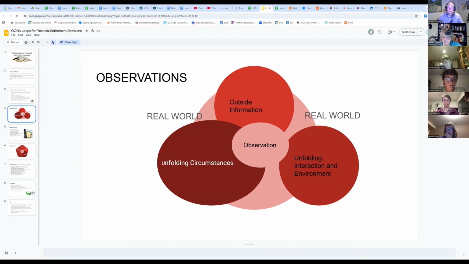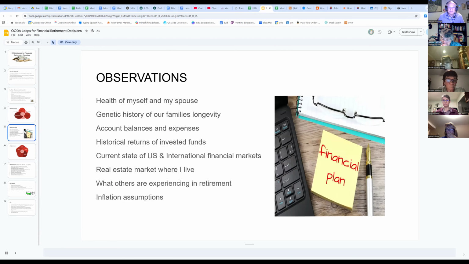So then I go into what the OODA loops look like, starting with observation. This took me a while to figure out, the difference still between observation and orient. So I might still be wrong on these slides, but I gave it my best shot. So we'll go to observations. Next slide, please.